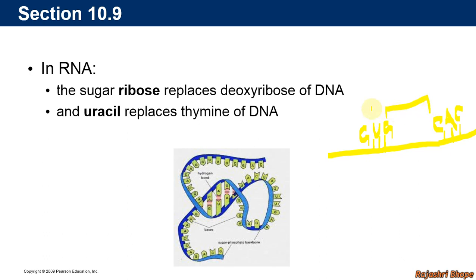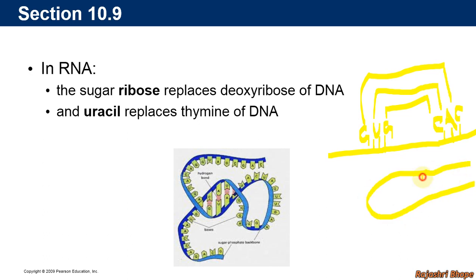G is complementary to C, U is complementary to A, and this G is complementary to this C. So therefore RNA can form intra-strand base pairing like this. Okay, and this structure is known as formation of hairpin like structure.